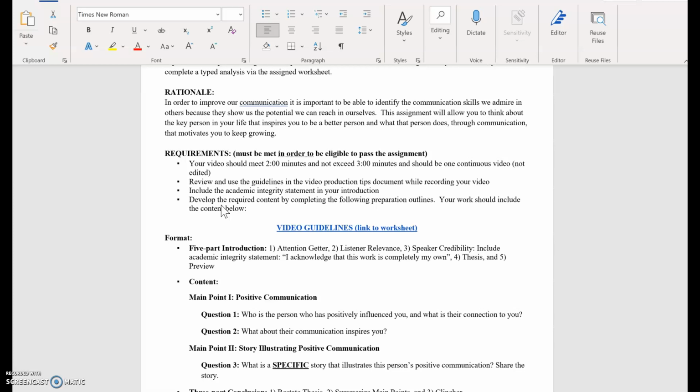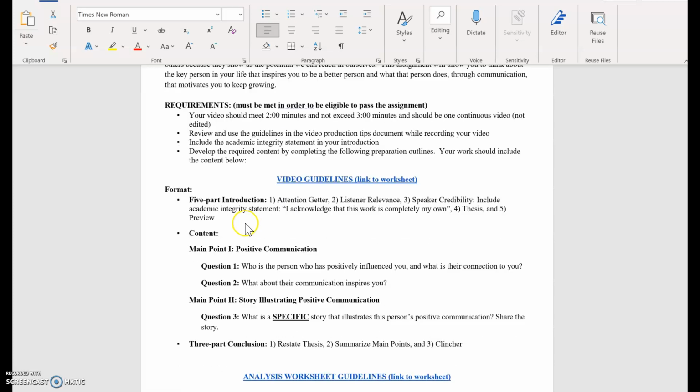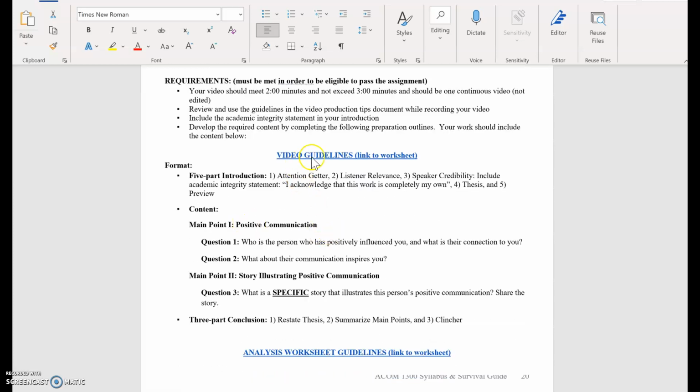And then also you'll need to develop the required content by following the outlines that are provided. And so that content includes, for the video, and you guys have already done the worksheet portion of this as part of your assignment last week. So what we're looking for in the video is some type of introduction. Do something to gain our attention. This is good practice for when we get to our public speaking unit. But do something to gain our attention.